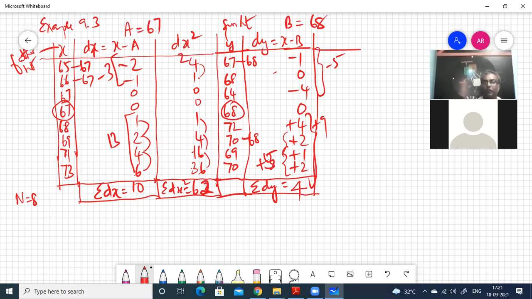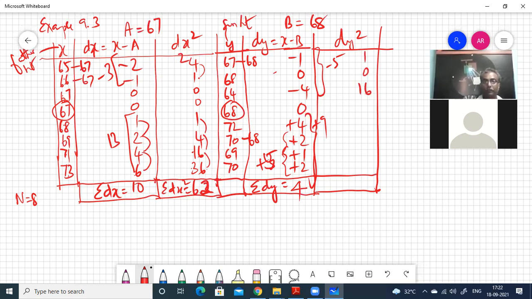Now you have to put dy squared. How do you put dy squared? Minus 1 into minus 1 is plus 1, 0, 16, again 0, 16, 2 into 2 is 4, 1, 4. So sigma dy squared now you have to find out. 4 plus 1, 5 plus 4, 9. 9 plus 16, 25. 25 plus 16, 35, 41, 42 you get. Sigma dy squared is equal to 42.